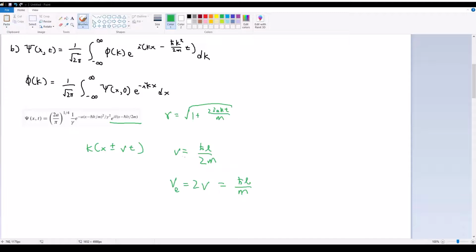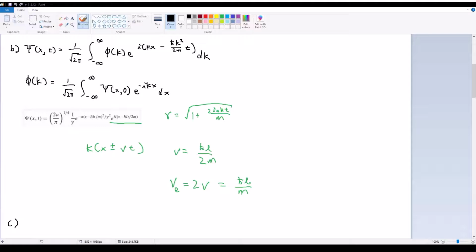We just found the phase speed, aka the speed of the traveling sinusoid, via the standard formula k times x plus or minus vt. Then we proved in chapter 2.4 that the group velocity, aka the speed of the envelope, which is this traveling Gaussian term right here, travels at twice the speed of the phase velocity, so therefore we just multiply by 2 and get h bar l over m. So this is pretty trivial.